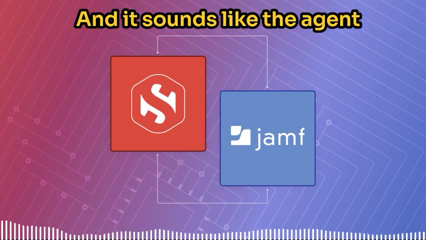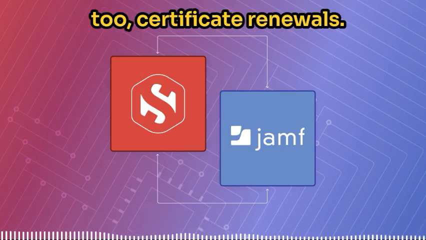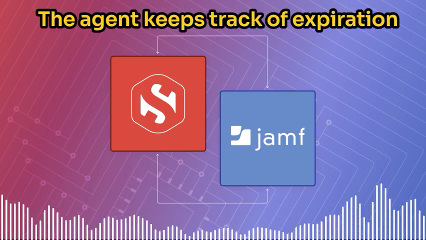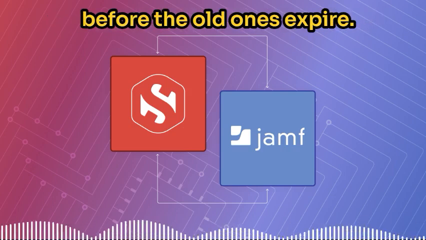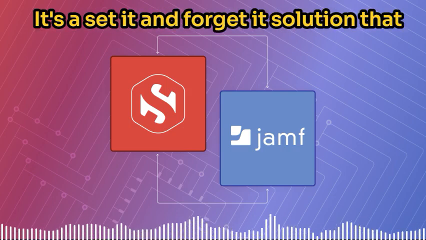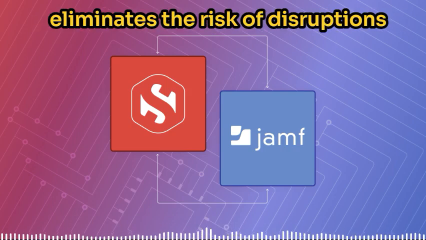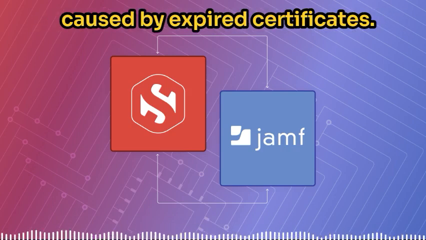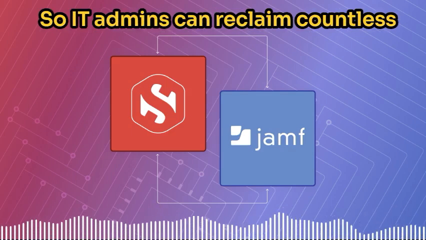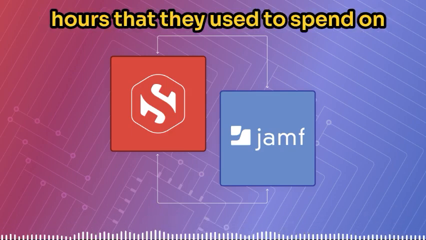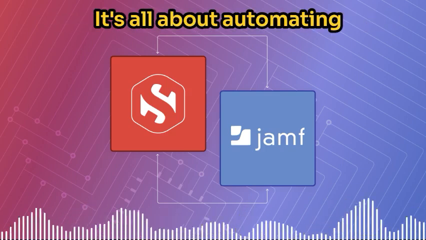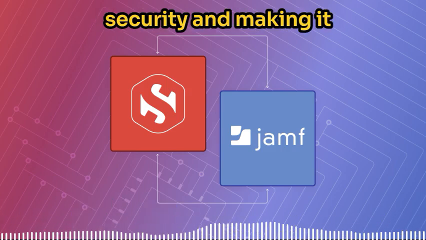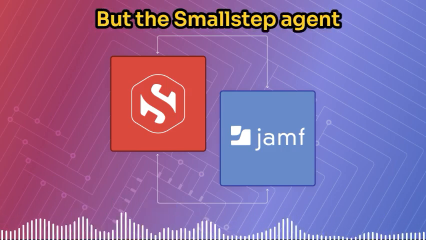And it sounds like the agent takes care of another headache too, certificate renewals. Absolutely. The agent keeps track of expiration dates and automatically requests new certificates from Smallstep before the old ones expire. It's a set-it-and-forget-it solution that eliminates the risk of disruptions caused by expired certificates. So IT admins can reclaim countless hours that they used to spend on manual certificate management. Right. What a relief. It's all about automating security and making it invisible to the end user.